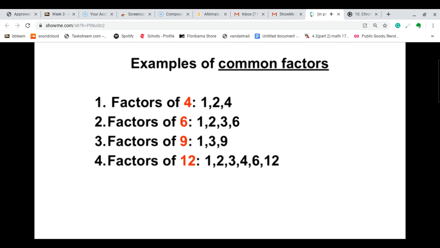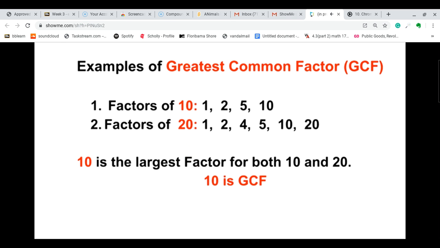So for example, we have 4. So 1 times 4 equals 4, and 2 times 2 equals 4. We also have 6. So 1 times 6 equals 6. 2 times 3 equals 6. For 9, we have 1 times 9 equals 9, and 3 times 3 equals 9. For 12, we have 1 times 12 equals 12, 2 times 6 equals 12, and 3 times 4 equals 12. We should have already gone over that and know what a common factor is.